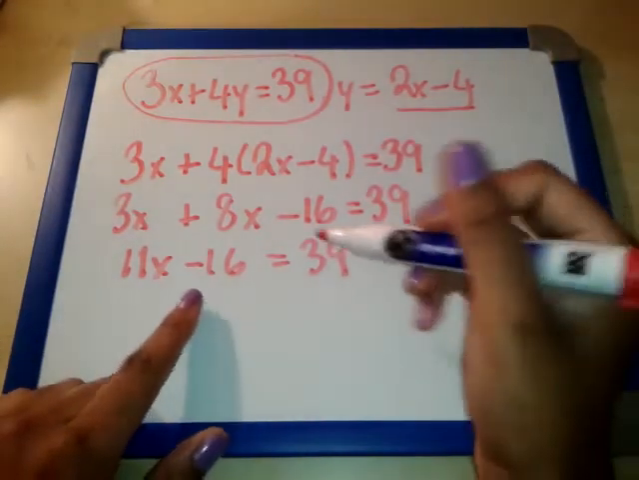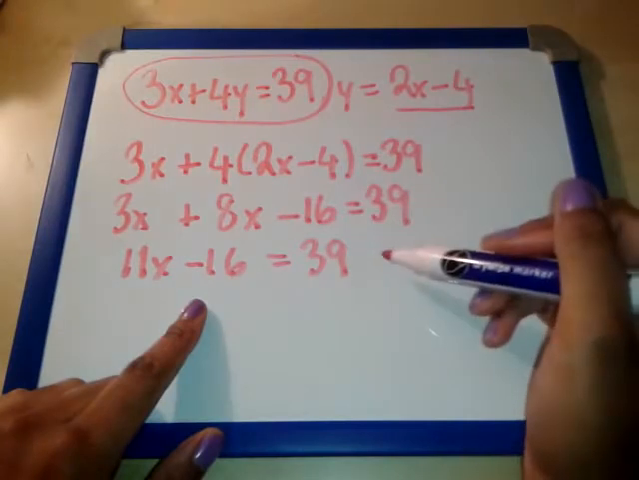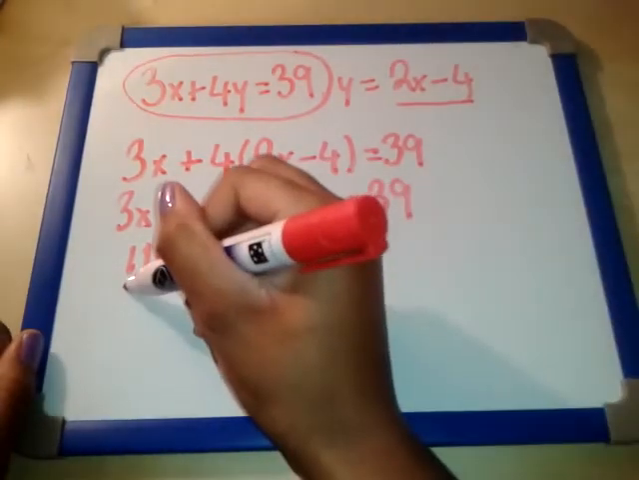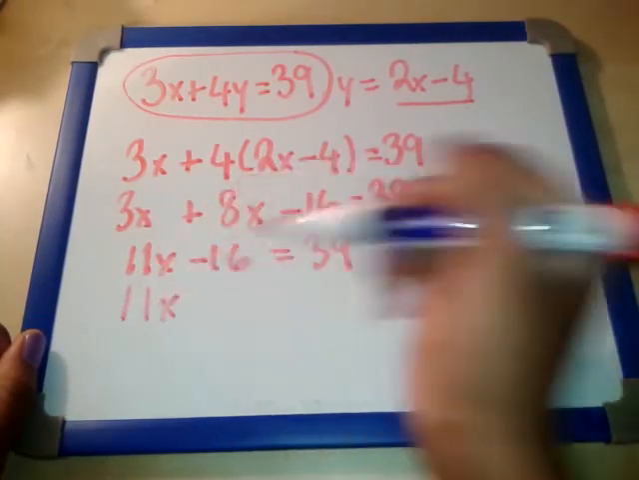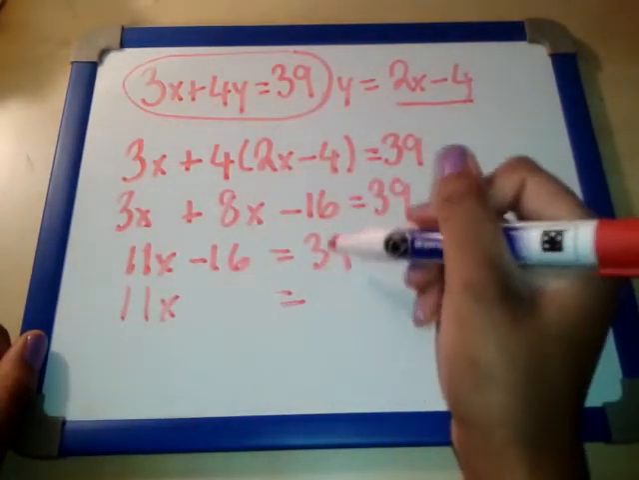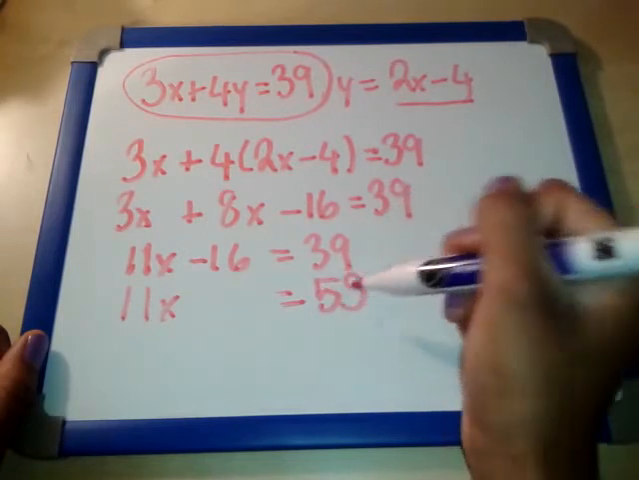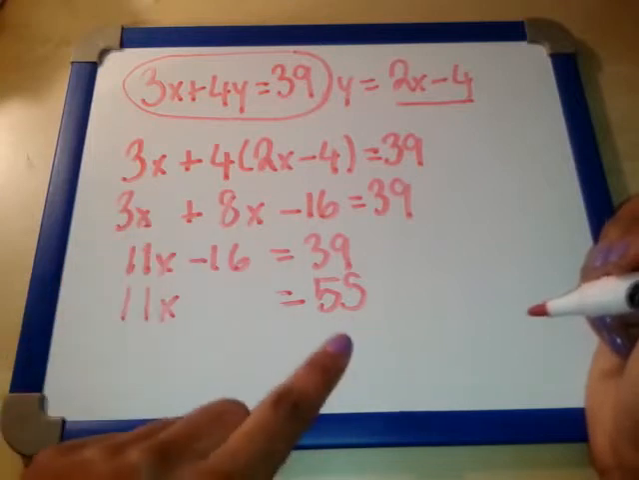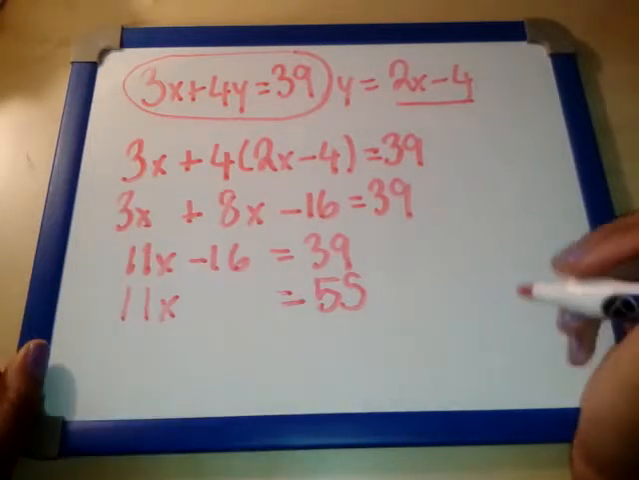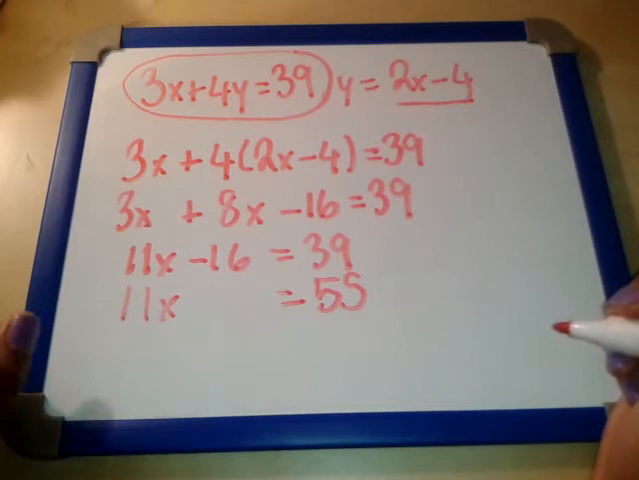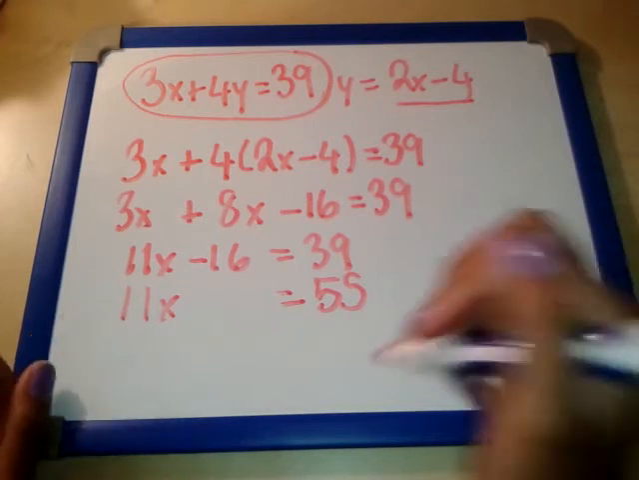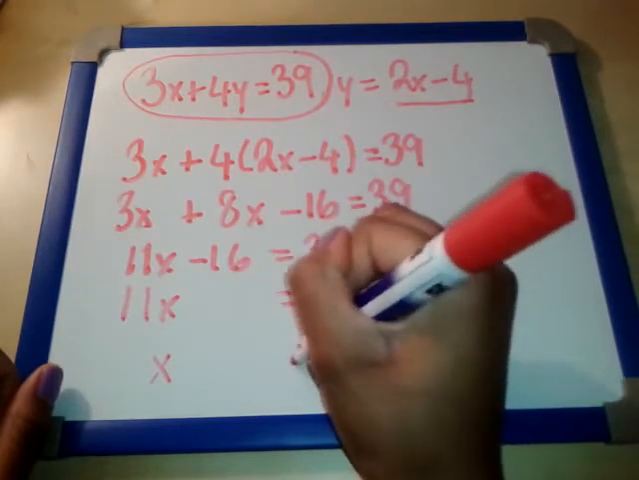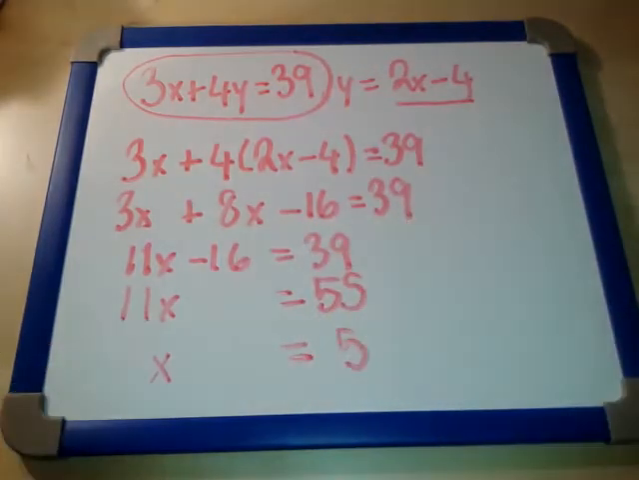So to do that, we need to carry the 16 over to the other side. And we can do this by adding 16 to both sides. So if we add 16 to the left side, we get 11x. And adding it to the right side, we get 55. Because remember, in equations, whatever we do to one side of the equation, we have to do to the other side of the equation. Okay, so 11x equals 55. So to get the x value on its own, we need to divide both sides by 11 to get x equals 5.